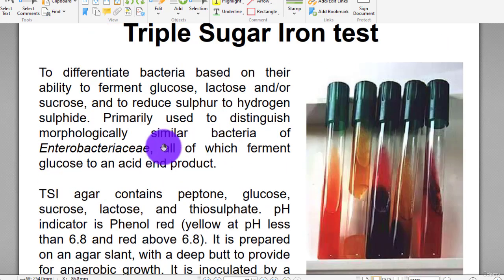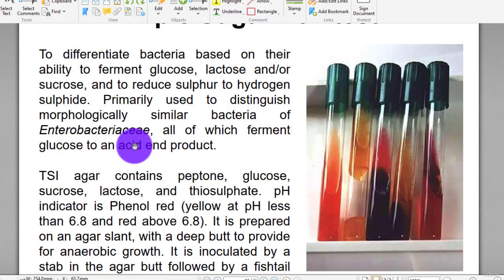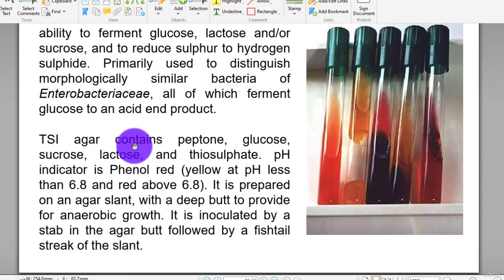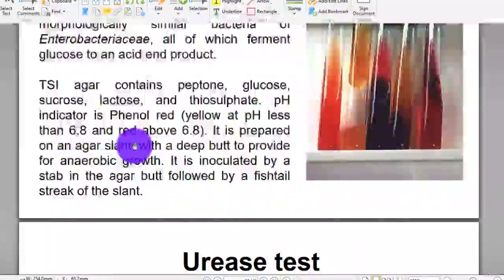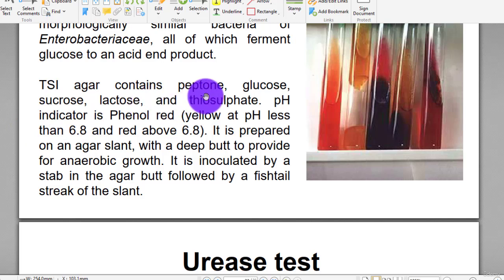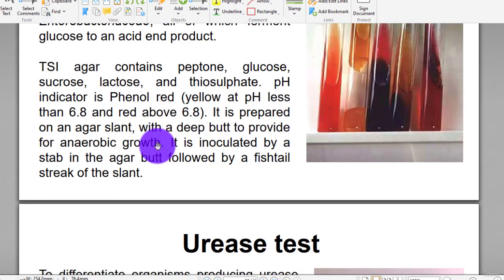Triple sugar iron test differentiates bacteria based on their ability to ferment glucose, lactose, or sucrose and to reduce sulfur to hydrogen sulfide. Primarily used to distinguish morphologically similar bacteria or Enterobacteriaceae, all of which ferment glucose to an acid end product. TSI agar contains peptone, glucose, sucrose, lactose, and thiosulfate. The pH indicator phenol red is yellow at a pH less than 6.8 and red above 6.8.